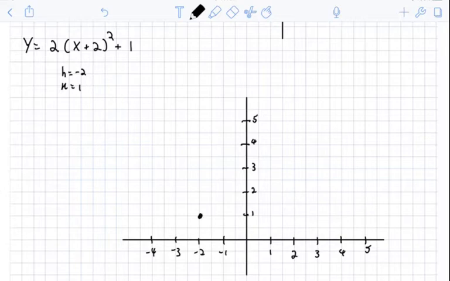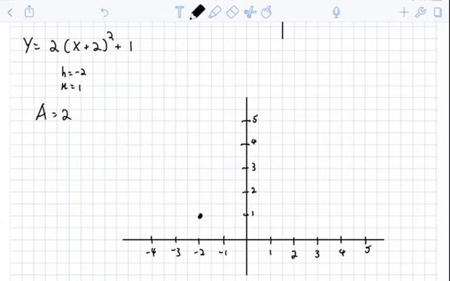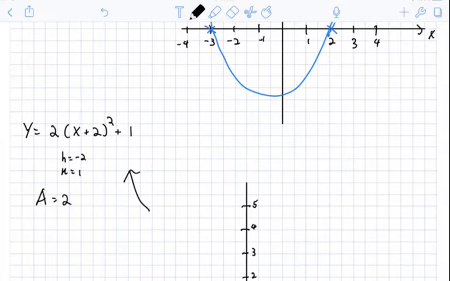Okay, so which way is it going? Is it going like that, or is it going like that? Well, a, the coefficient here, is equal to 2. That's a positive number, so it's shaped like that. So you know that the function is going like that. Right?